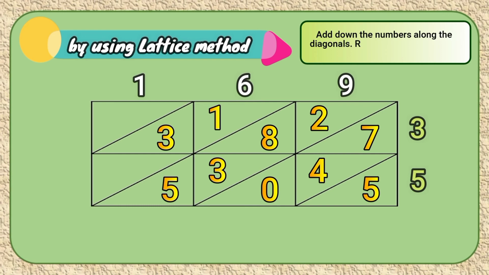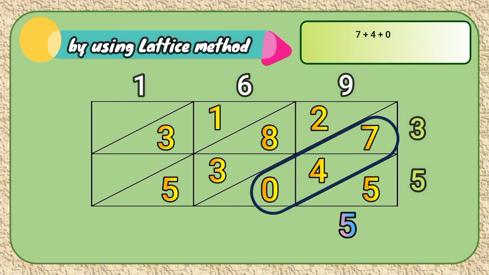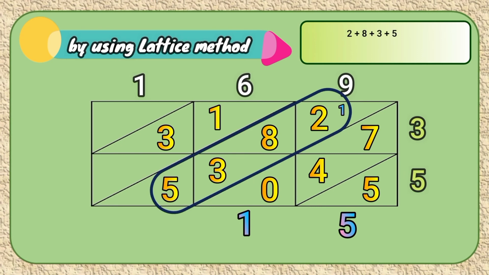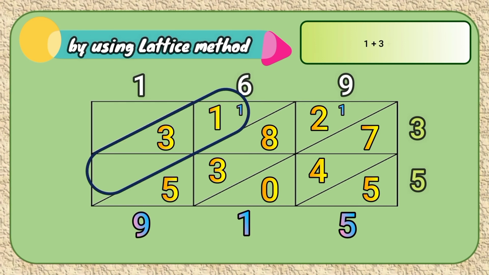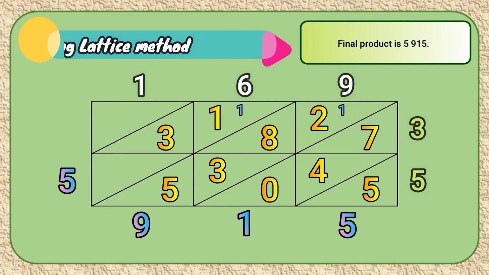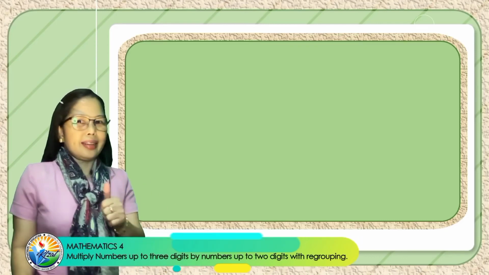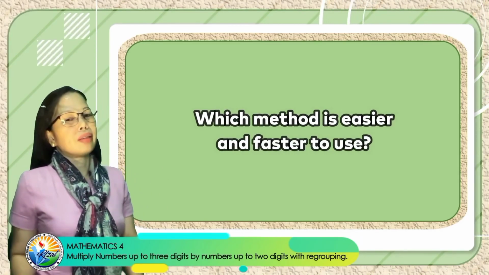Add down the numbers along the diagonals. Regroup when necessary. So we have here 5, bring down 5. 7 plus 4 plus 0, that is 11. Bring down 1, regroup 1. 2 plus 8 plus 3 plus 5 plus 1, that is 19. Bring down 9, regroup 1. Then 1 plus 3 plus 1, that is 5. So the final product is 5,915. Okay, kids, which method is easier and faster to use?